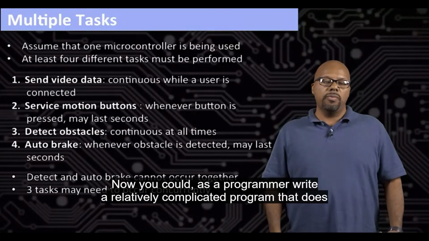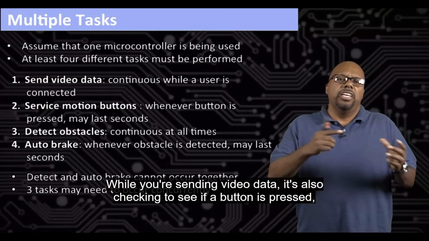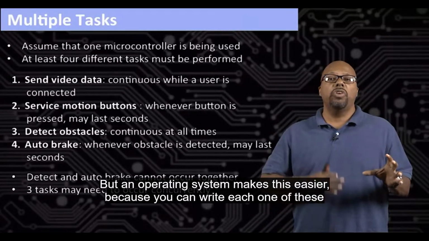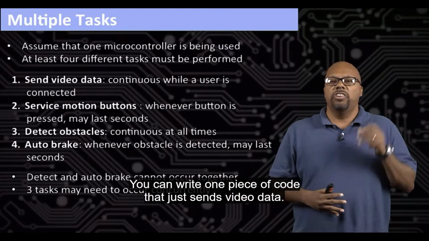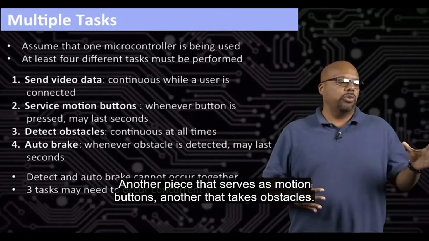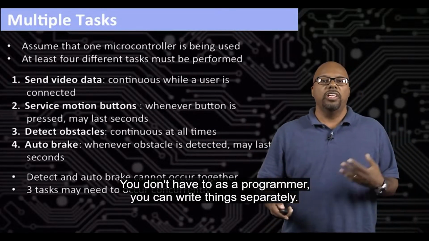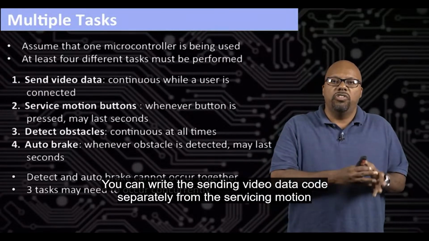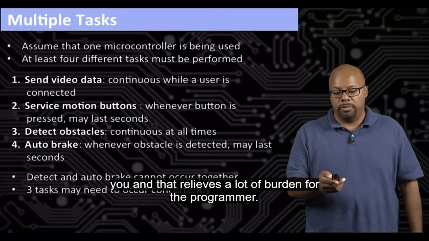Now, as a programmer, you could write a relatively complicated program that does all these things at once, and while you're sending video data, it's also checking to see if a button is pressed, and checking for collisions, and so on. But an operating system makes this easier, because you can write each of these tasks separately and then let the operating system intermix them. You can write one piece of code that just sends video data, another piece that services motion buttons, another that detects obstacles, and another that does auto brake. Then you give them to the operating system, and it will make sure they all run at the same time. You can write the video code separately from the motion button code, and the operating system can interleave them for you. That relieves a lot of burden from the programmer.